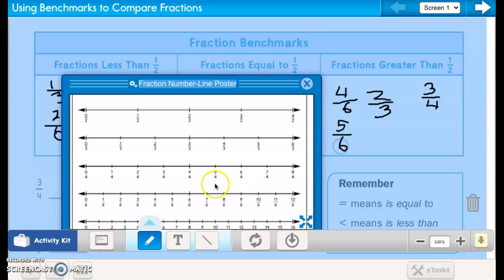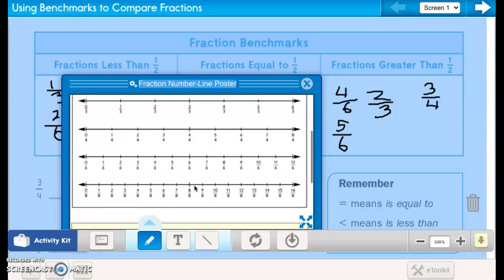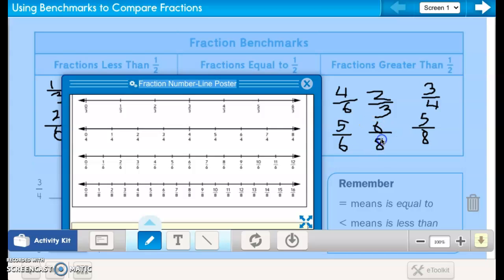And then let's look one more down. What's bigger than a half? Half is right here, 4/8. So 1, 2, 3. All these three. 5/8, 6/8, and 7/8 are all bigger.